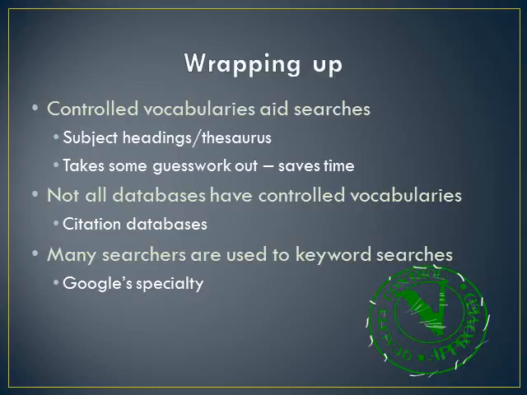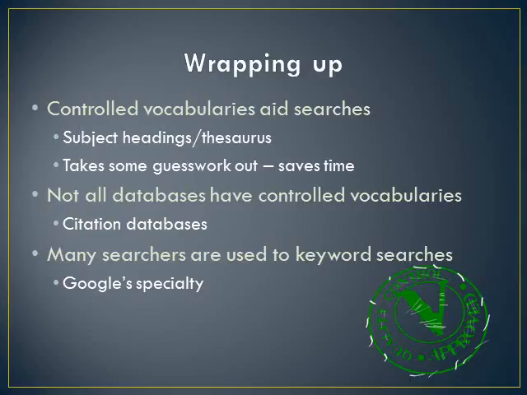To sum up, controlled vocabularies aid searches and the searchers themselves. Subject headings work to show searchers alternative search terms and can help to lead them to the best terms for finding the most relevant information about a topic. This reason alone takes some of the guesswork out of online searching and saves the searcher some time in the process.